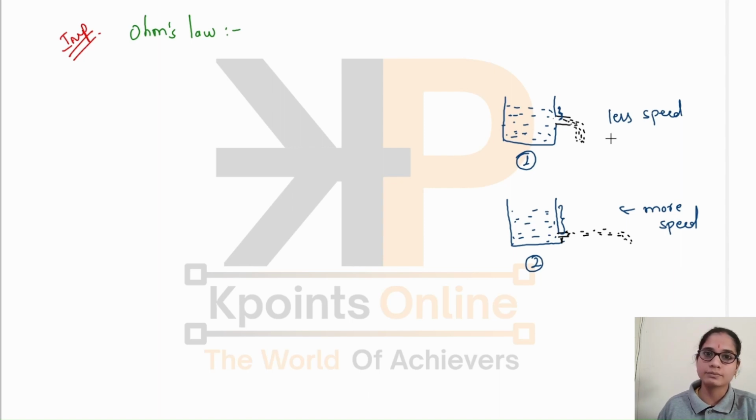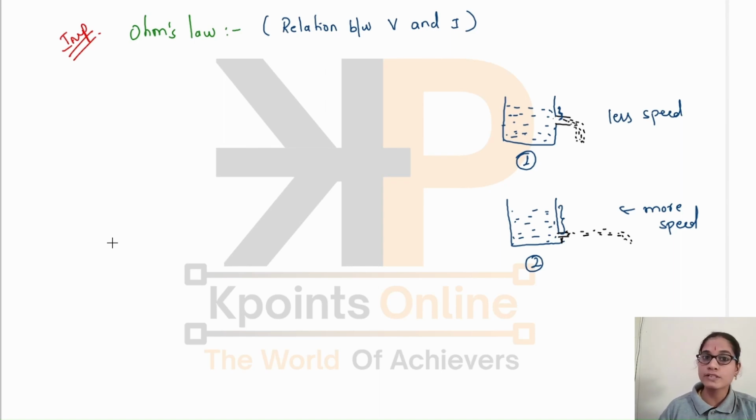In the same way, in an electrical circuit, the current which flows through it depends on the voltage or the potential difference. In that case, we are not talking about the height. What we are concerned about is the potential difference. The more the potential difference, the more current will flow through the conductor. This is what Ohm's law gives: the relation between the potential difference V and the current I flowing through a conductor.